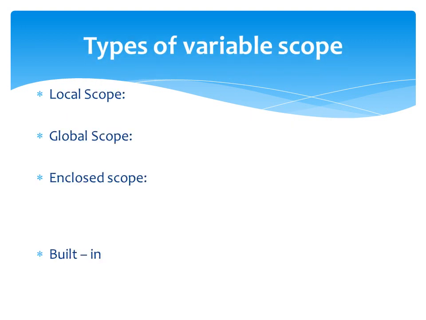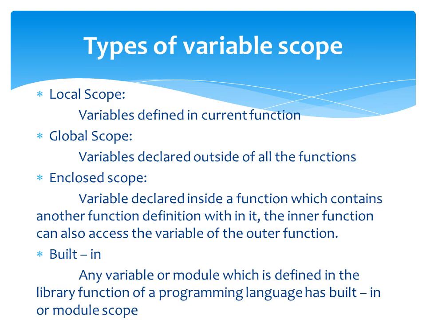Types of variable scope. Here you have four types of variable scope. First, let us see local scope. Variables defined in the current function are available only in that scope. You can't use them outside.